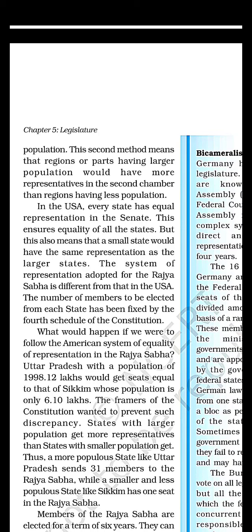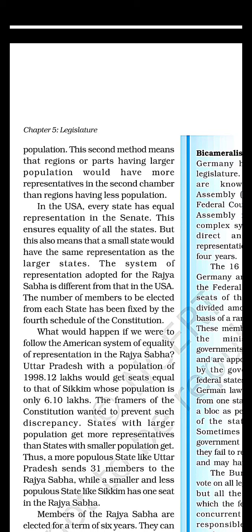In India, if the state is small, then fewer members will be elected from that state. If a state is small, then fewer people will be elected. If the state is larger, then more members will be elected from that state. Clear? If the state is big, then more members will be elected. But in the USA there is equal representation. The state may be small or larger, members will be elected equally.